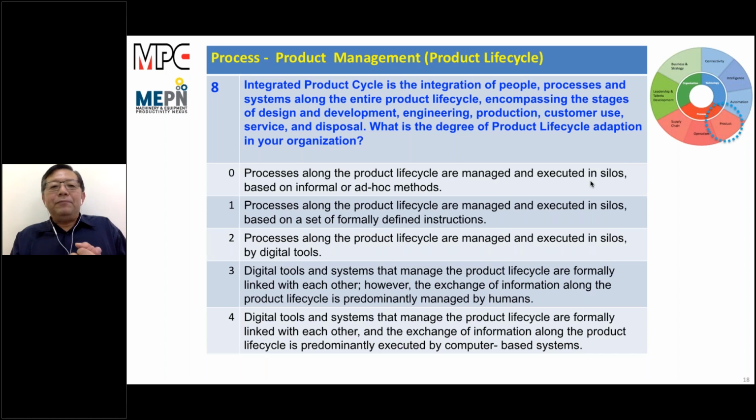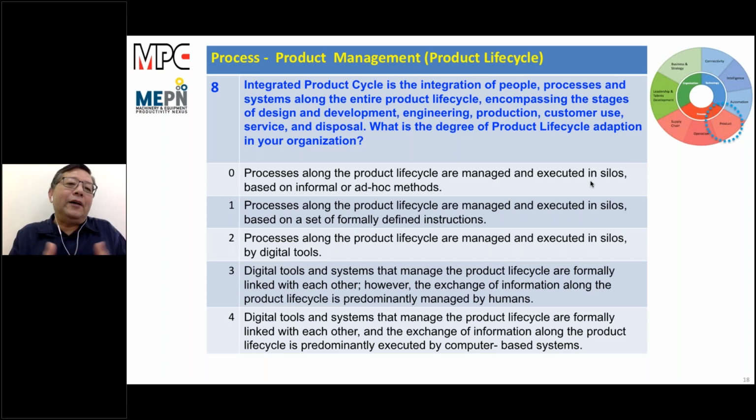Okay, so grade 0 is saying that processes along the product life cycle are managed and executed in silos, based on informal and ad hoc methods. Means that you don't have a product life cycle plan, you just go ad hoc. Okay, people want, people don't want, or whatever, you just ad hoc. So totally no plan.